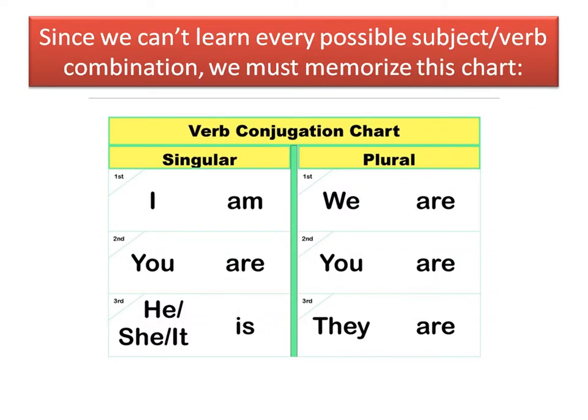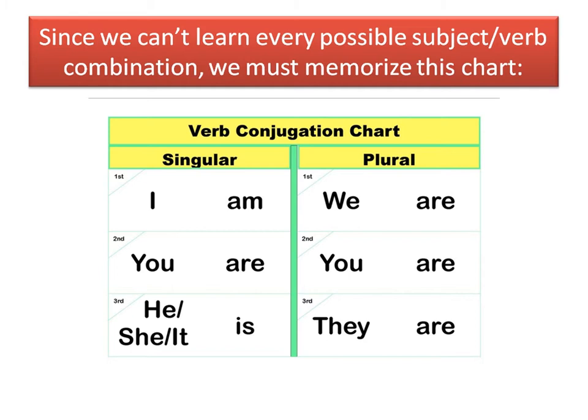Really, though, since we can't learn every possible subject and verb combination, we must memorize this chart. We went over this in class. It has a singular and a plural side, and it has the pronouns that can be used as subjects: I, you, he, she, and it, we, you, and they. We've conjugated one verb with each of these pronouns just so you can memorize the chart. It's the verb to be: I am, we are, you are, he, she, or it is, and they are.